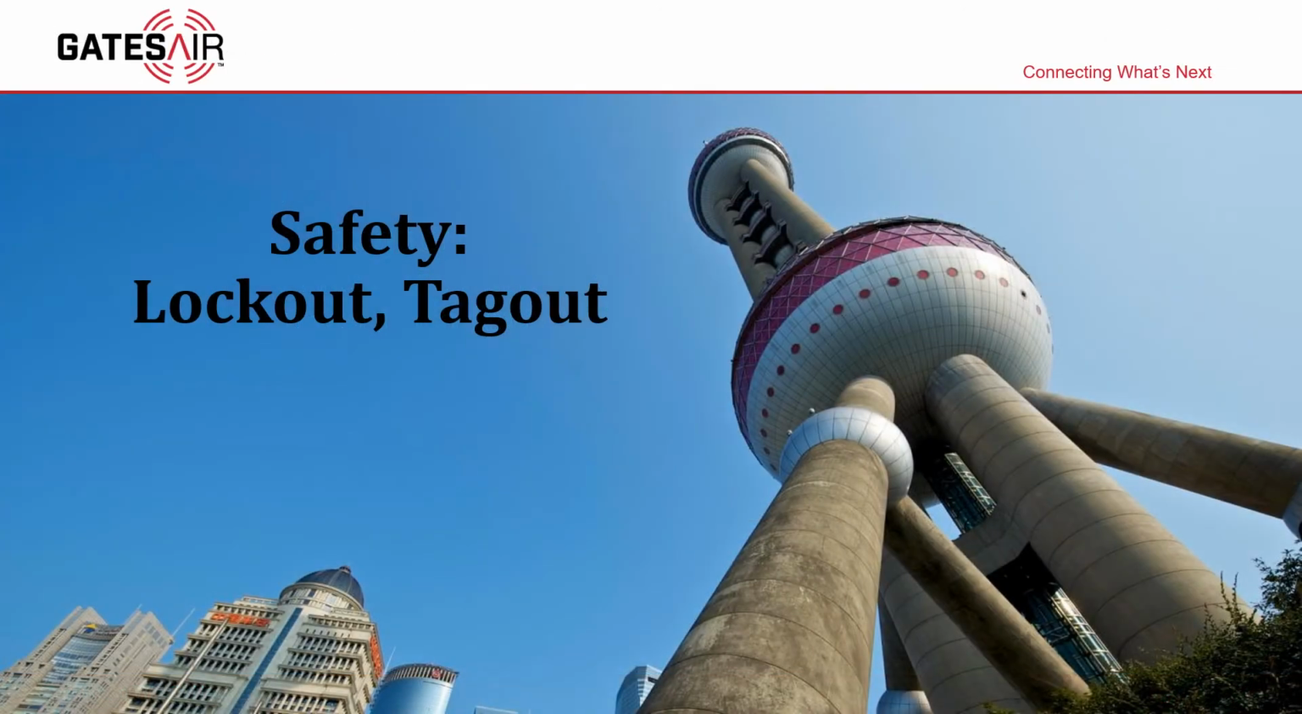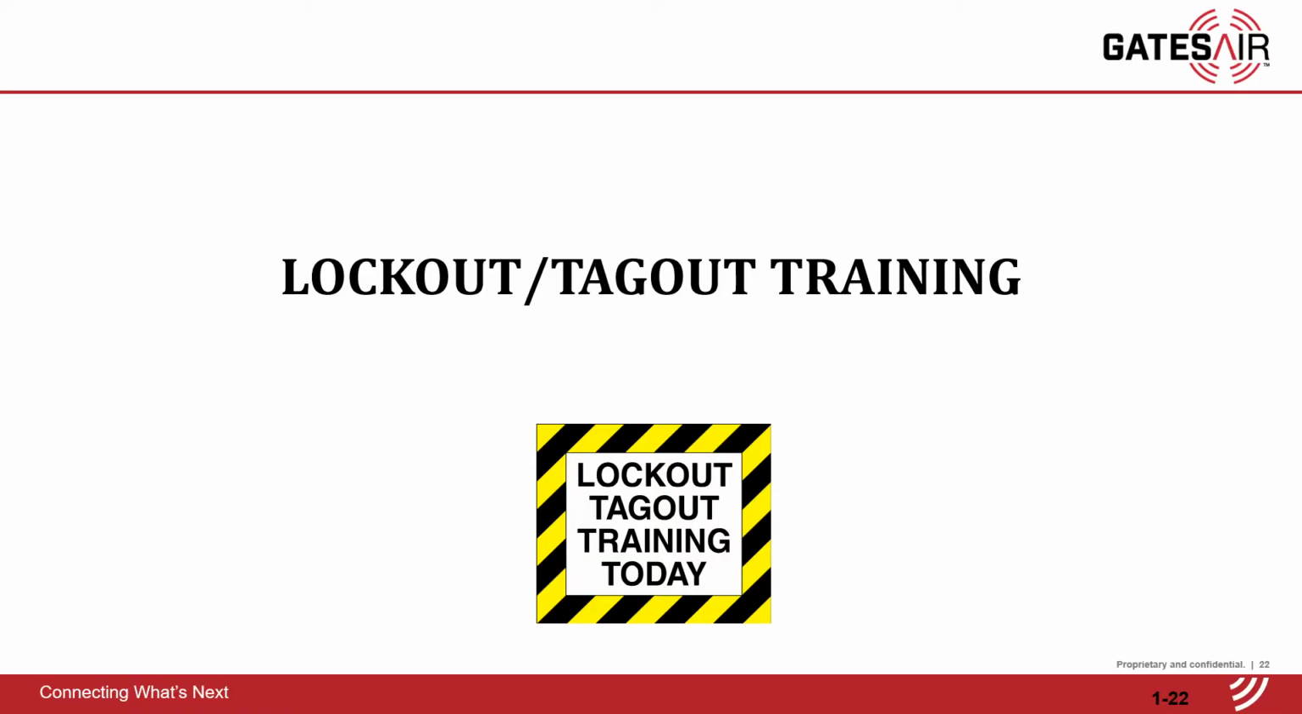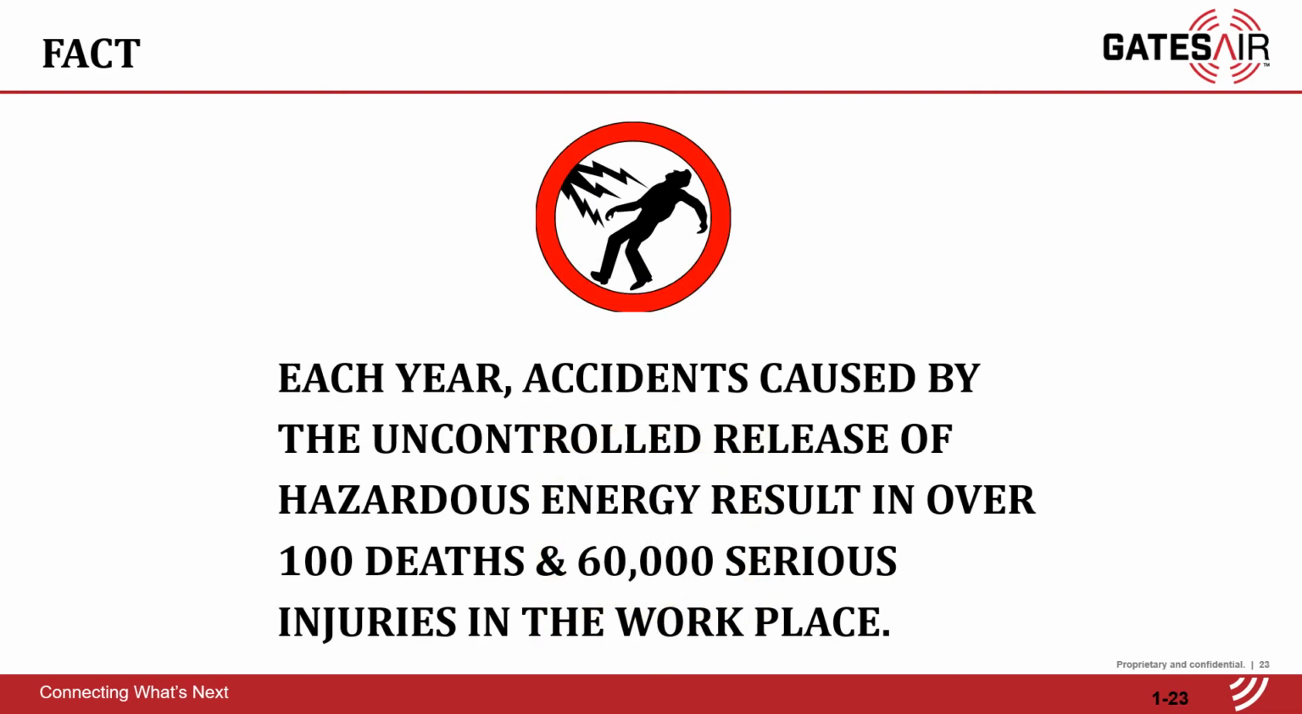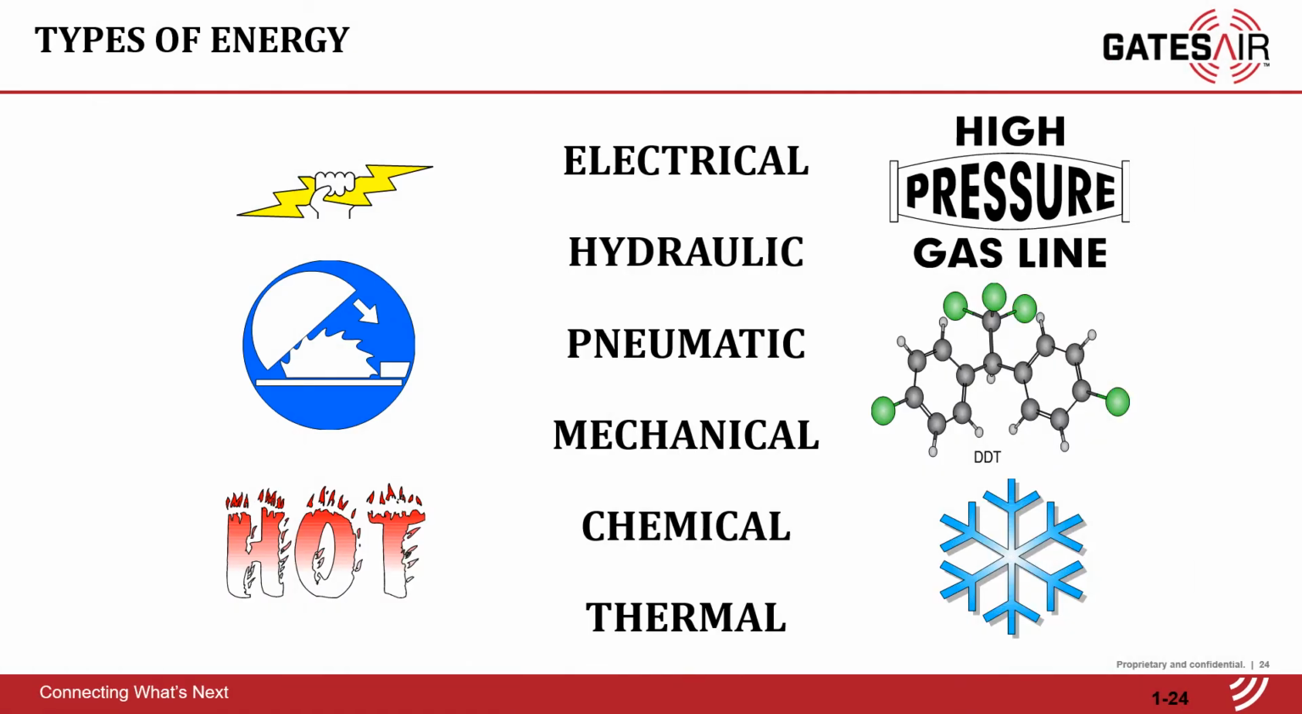Now let's talk about safety and lockout-tagout. When it comes to personnel safety, you are ultimately responsible for your own safety. The uncontrolled release of hazardous energy, which could be kinetic, electric, or hydraulic, causes over 100 deaths per year. Hazardous energy is not just limited to electrical. It can be hydraulic, pneumatic, mechanical, chemical, and thermal.